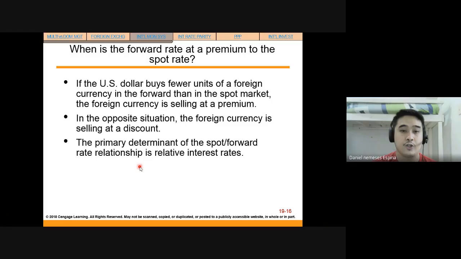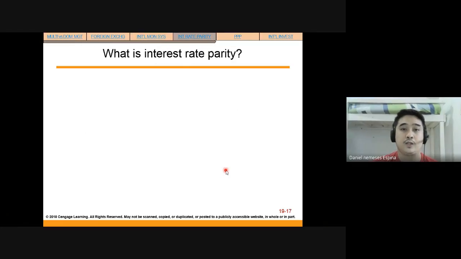So the primary determinant of the spot or forward rate relationship is the relative interest rates. Okay, so the reason why there's a difference between the spot and the forward rate is due to the interest rates. So which brings us to the interest rate parity.